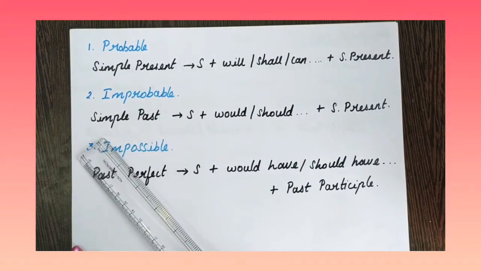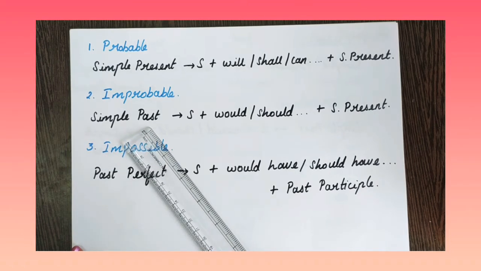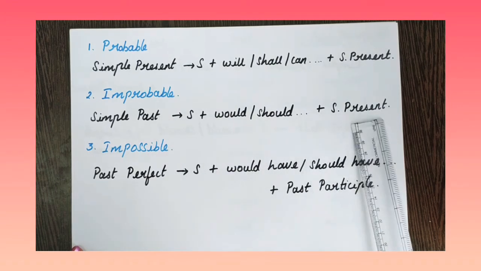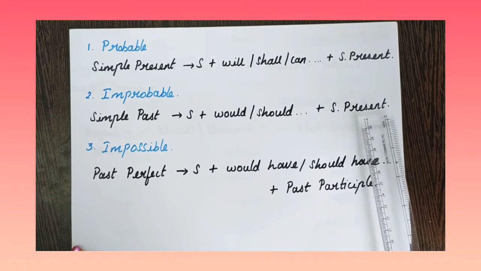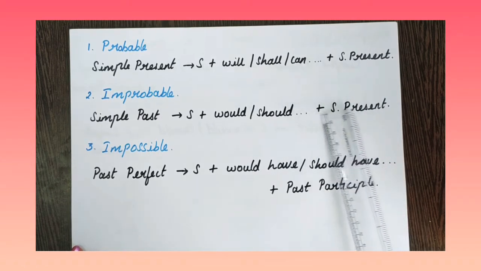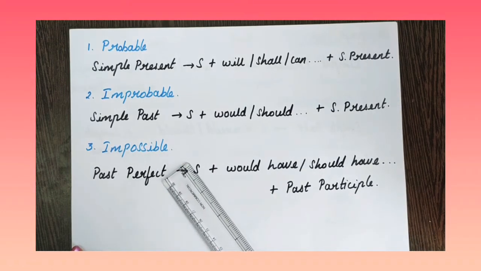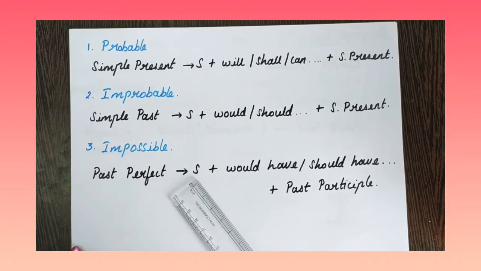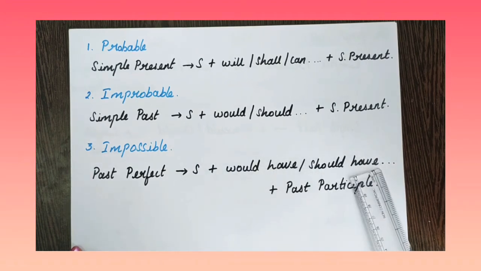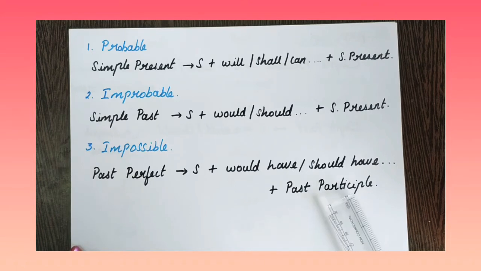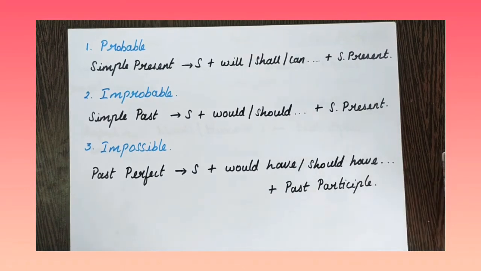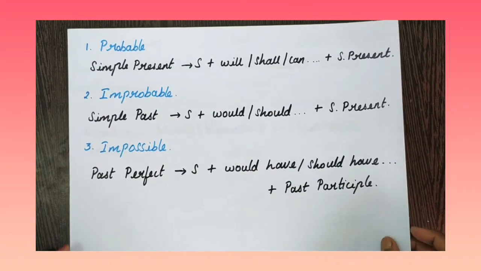Next one, improbable. Improbable condition means the sentence will be in simple past tense. You have to change it like this: subject, would, should, with the simple present tense of the main verb. The main verb will be in simple present tense. This is for improbable condition. Next one, impossible condition. If it is an impossible condition, the sentence formation will be in past perfect. Here the subject, would have, should have, with the past participle form of the main verb. These are the three conditional clauses and I have given these three rules to change them.